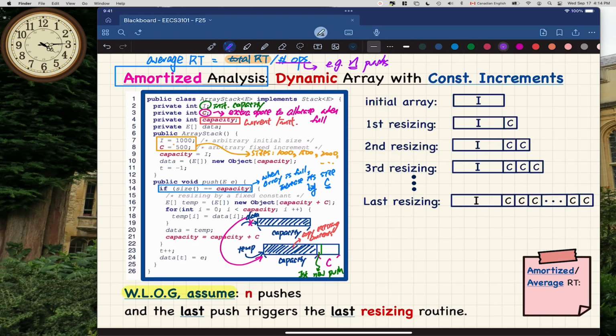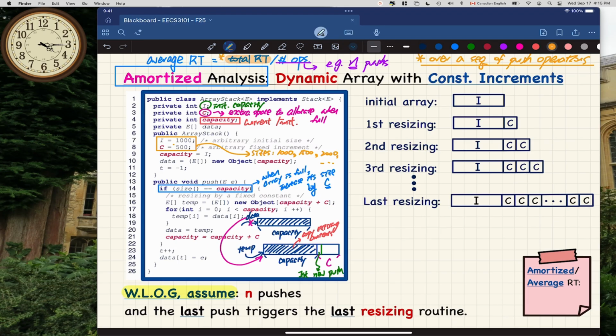Let me also make some quick annotation. Okay, I'll put a star here. The total running time is going to be over a sequence of push operations. So we don't really just consider an individual push operation, but over a sequence of push operations. Okay, that's very important, since we talk about average, right?